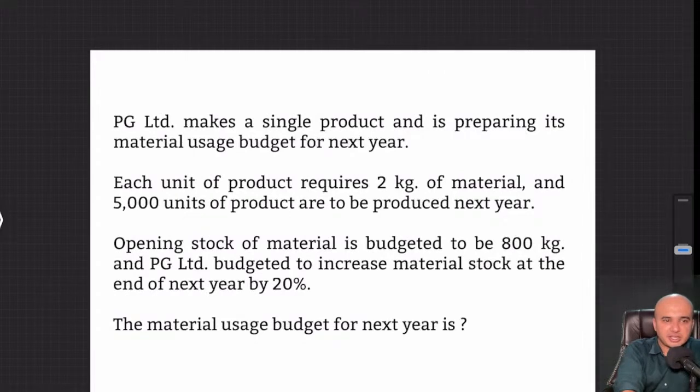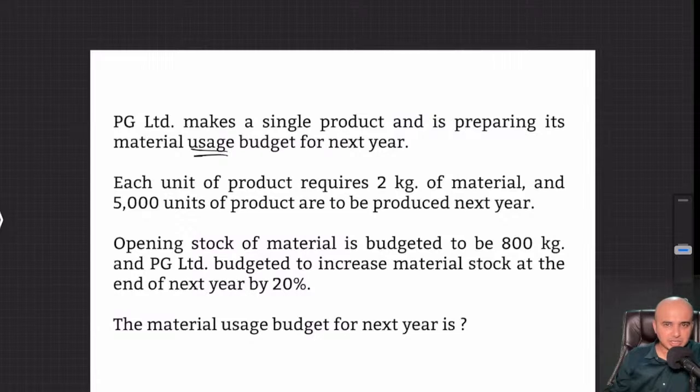Now in this case, they say PG Limited makes a single product, okay, and is preparing its material usage budget for the next year. Fine, they are worried about the usage. Each unit of product requires 2 kgs of material, okay, and 5,000 units of products are to be produced next year. One unit requires 2 kg and they need to manufacture how many units? 5,000 units. Okay.